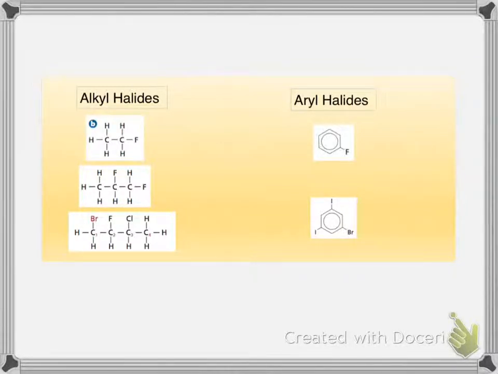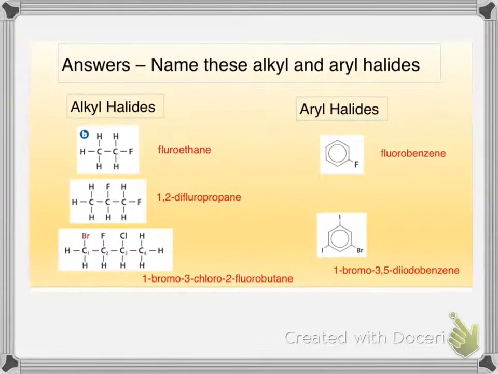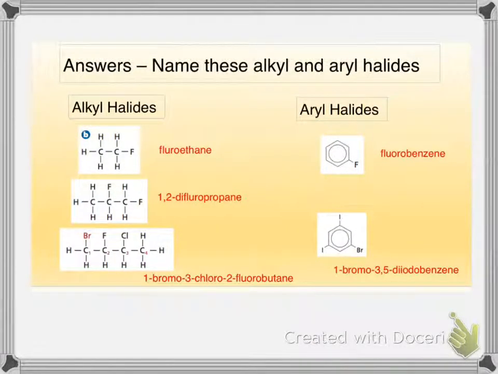All right, I hope you've paused the video and you've taken some time to name your alkyl halides, and now let's just put in the answers here so you can take a look at your work. See if you got everything correct. And you will notice that the aryl halides, they have the word benzene. Benzene is the parent. Okay, so this one is fluorobenzene and this one is bromoiodobenzene.